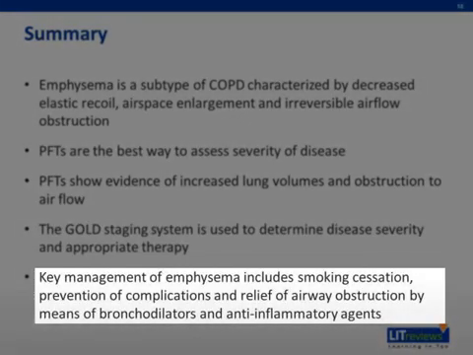Key management of emphysema includes smoking cessation, prevention of complications, and relief of airway obstruction by means of bronchodilators and anti-inflammatory agents.